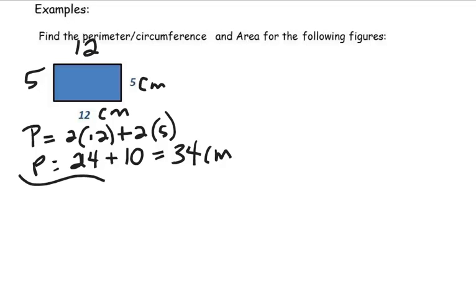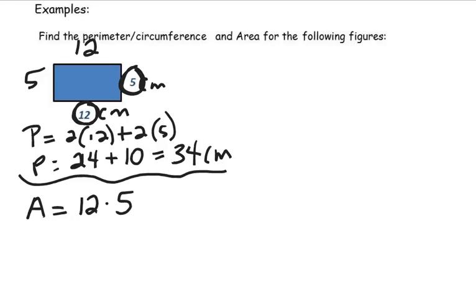Now if I want to look at area, here's my area. Area is going to be length times width. So I'm going to take that 12, that is my length, and I'm going to multiply that by 5. So we're going to do 12 times 5, and we can use centimeters.